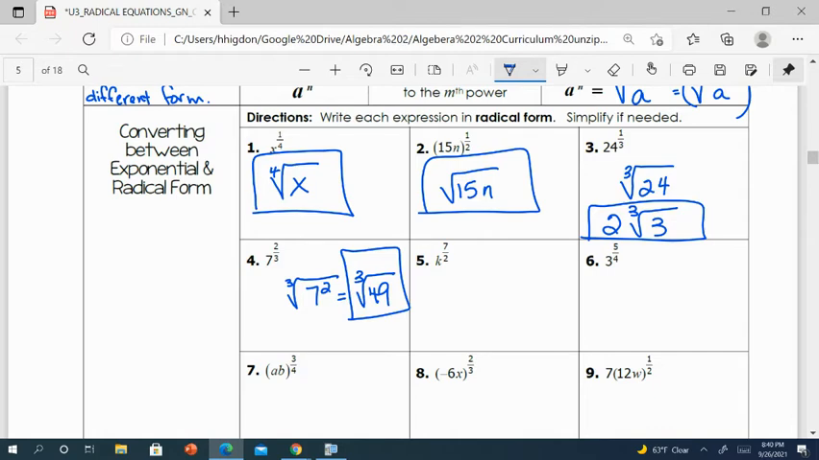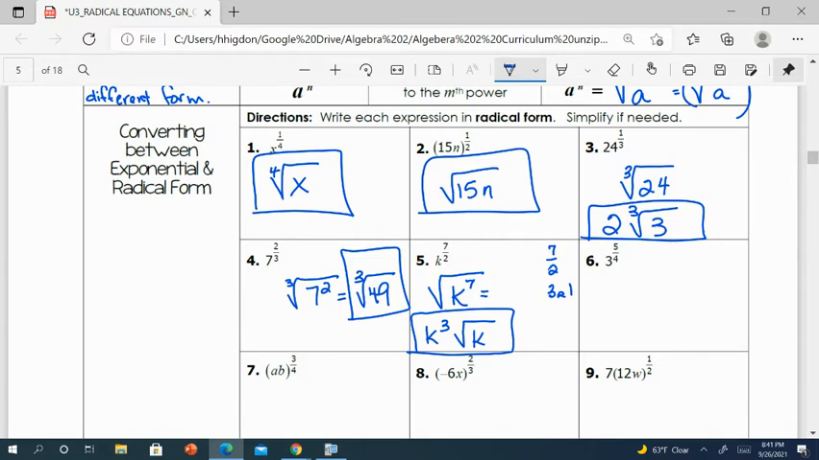Number 5, the k is your base. The denominator is a 2, so the index is an understood 2. And then we've got k to the 7th power. Now with exponents, remember from lesson 1, in order to simplify this, we're going to take that 7 and divide by 2. 2 goes into 7 3 times with a remainder of 1. So we've got k to the 3rd power on the outside and k to the 1st power on the inside. And again, we don't need a 2 there because it's an understood 2.